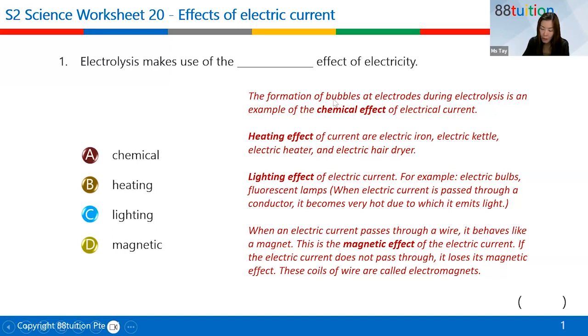Formation of bubbles at electrodes during electrolysis is an example of chemical effect of electric current. So of course the answer is very clear here, right? So the answer for question 1 is definitely A. But what about the rest of the effects? If you are looking at the effects such as heating or lighting or magnetic, they are all here. You can take a screenshot if you wish to.